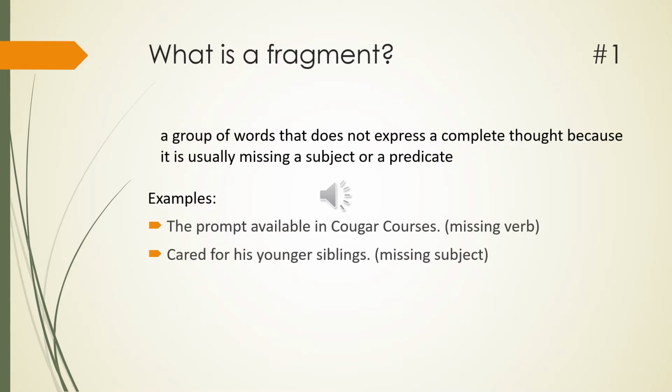All right, so first let's look at what is a fragment. We know that a sentence contains a subject and a predicate. It's a complete thought. So when we think about a fragment, think about it in essence as missing something. When you have a fragment, that means that you're either missing the subject or you're missing the predicate.